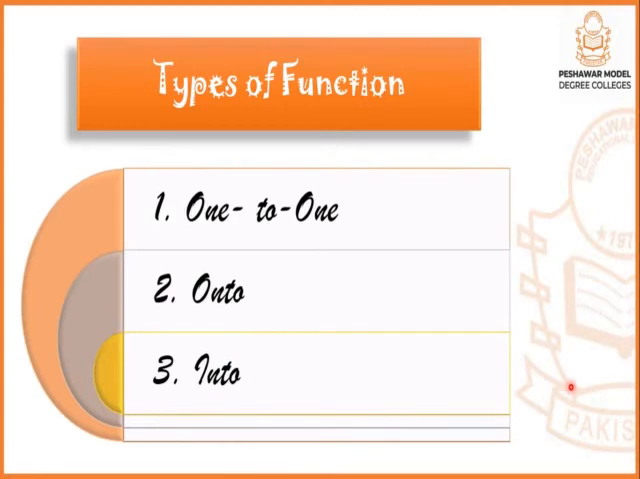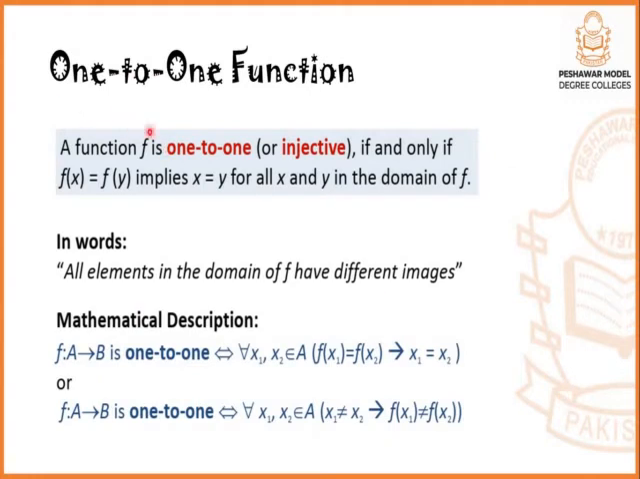Types of function. Now we are going to discuss types of function like one-to-one, onto, into, and we are also going to discuss bijective function in it. One-to-one function. A function f is one-to-one or injective function if and only if f of x is equal to f of y implies x is equal to y for all x and y in the domain of f. It means that all the elements in the domain of f have different images.